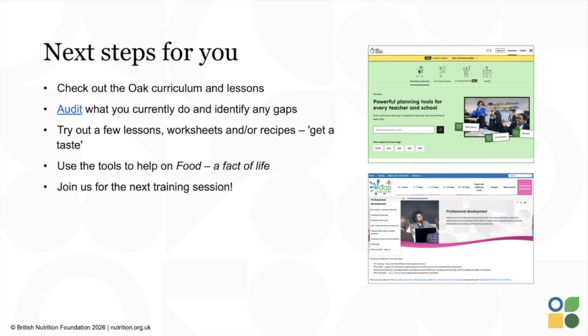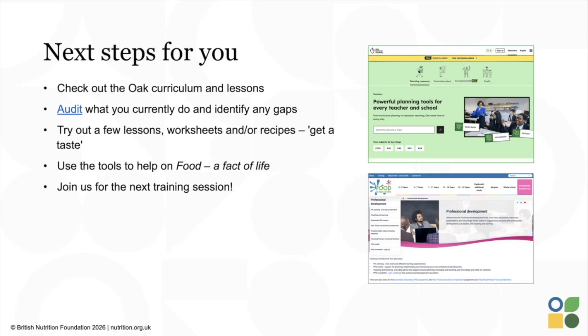Audit what you currently do and identify any gaps using the tools that Roy went through a few minutes ago, and then try out a few lessons, worksheets or recipes just to get a taste. Get your pupils trying them, get some feedback from them. The other thing as well is that everything is editable, so you can change them in order to suit your setting and your pupils and what you're actually needing for your lessons. Use the tools that Roy has mentioned on Food Effective Life.